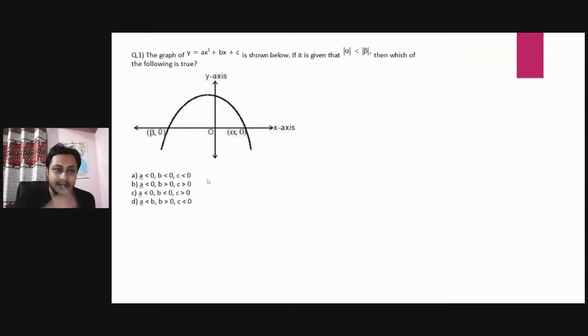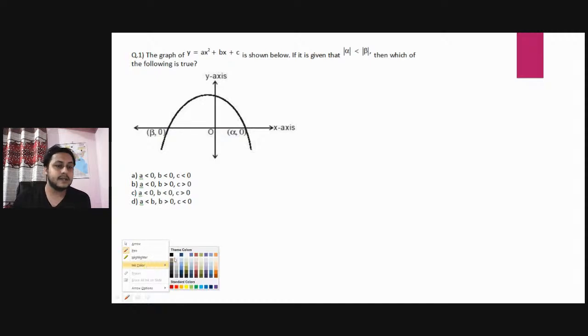The question is: the graph of y equals x square plus bx plus c is shown below. If it is given that magnitude of alpha is less than magnitude of beta, then which of the following is true?